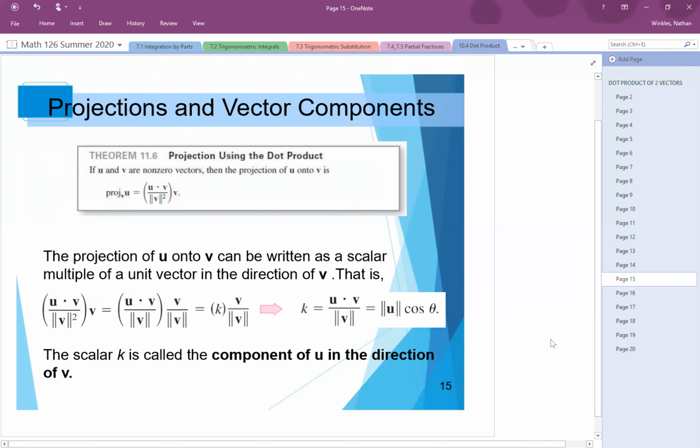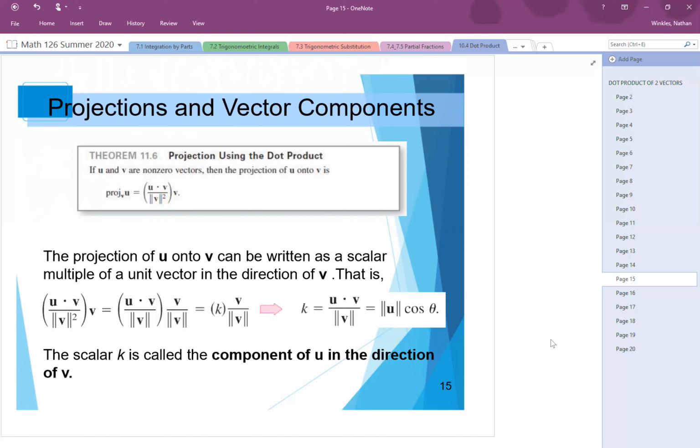So now we can take what we've been learning about magnitudes, direction angles, and dot products, and move it to some more application pieces. The first thing we're going to talk about is projections. If u and v are non-zero vectors, the projection of u onto v is equal to u dot v divided by the magnitude squared of v, all times v.